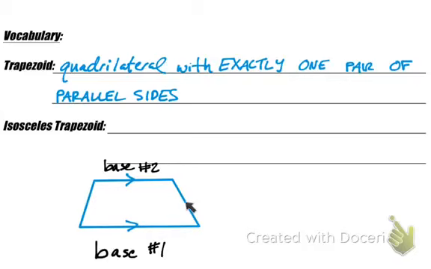Now the two remaining sides that aren't bases are called legs. So we have the first leg on the left and second leg on the right. And these are the names of the sides of our trapezoid.